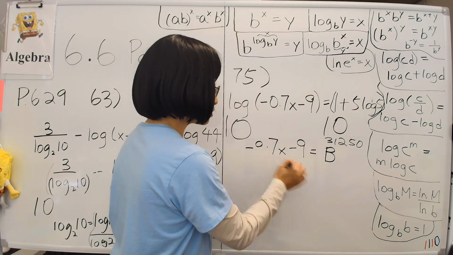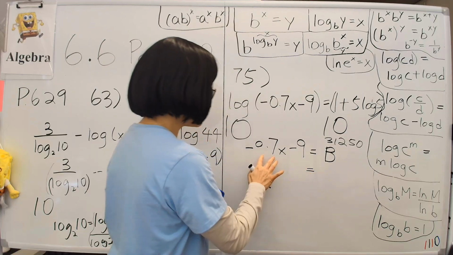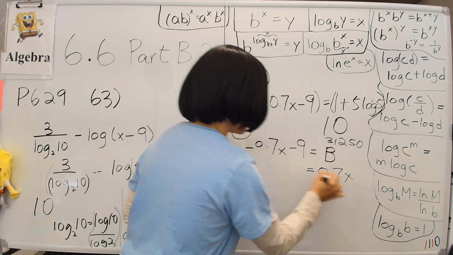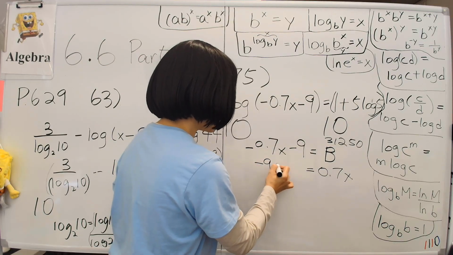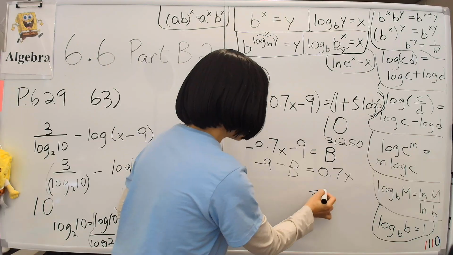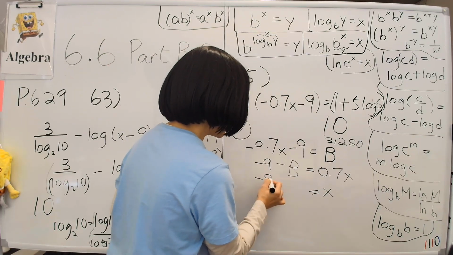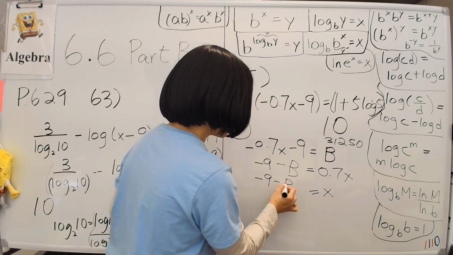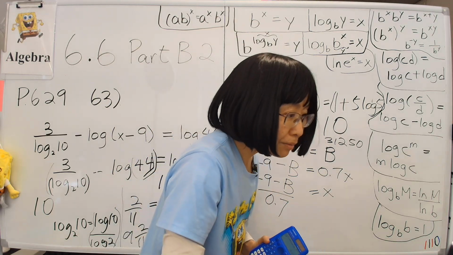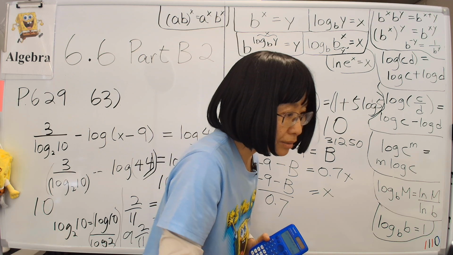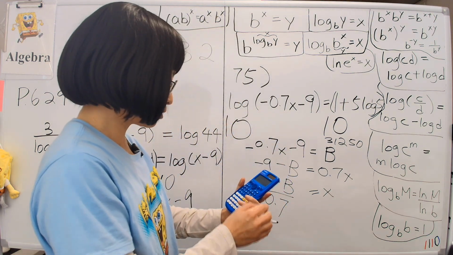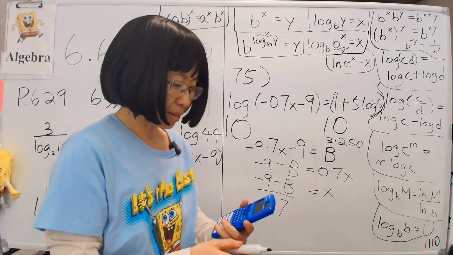And so then, continuing, we need to solve for x. That means let's move x to this side. It becomes positive. 0.7x equal to minus 9 minus b. Okay, b is that thing. And then x equal to minus 9 minus b divided by 0.7. Let me see. Is that the right answer? Let's see. That's 75 equals a weird mess. So let's do that.